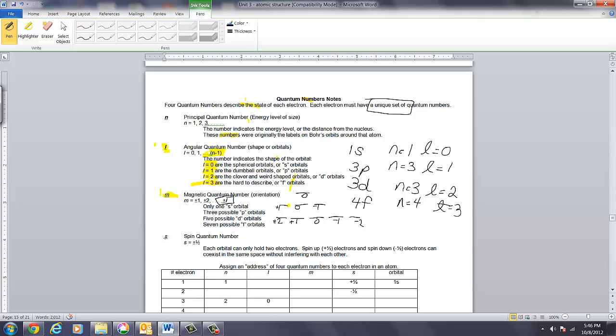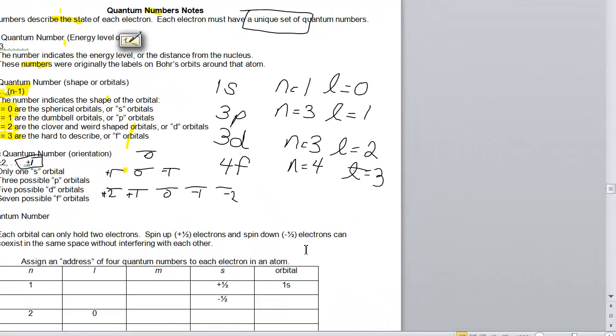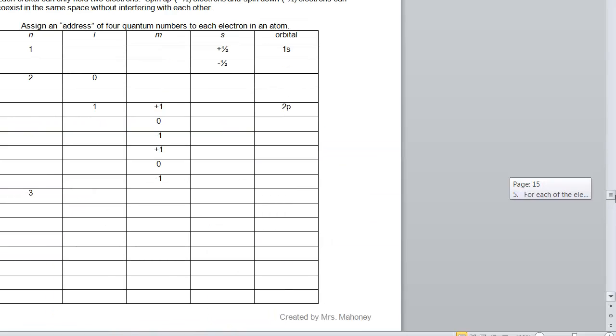Okay, the last one I think is the easiest. It's your spin. That's the S. If it's an up arrow you draw, it's going to be a +1/2. If it's a down arrow, you give it a -1/2. So let's just look at what the quantum numbers would be for our first 18 electrons. That's all we're filling out here on this chart.